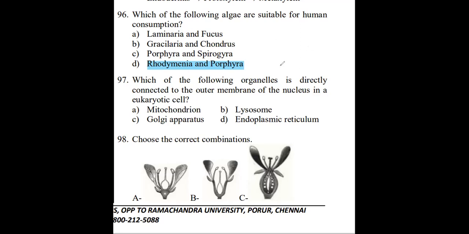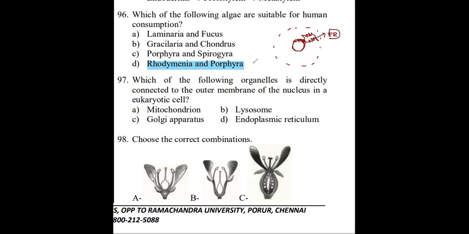Okay, so I'm just going to draw a nucleus over here. There's a cell, and inside the cell there's going to be a nucleus, and the nucleus has a membrane. This membrane is going to be the nuclear membrane, and here you're going to see an organelle which actually attaches to it, and this is going to be the endoplasmic reticulum.